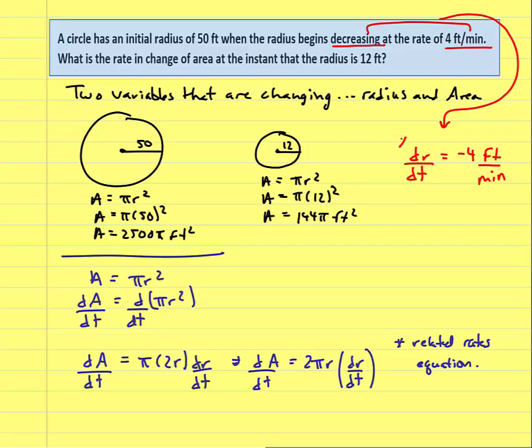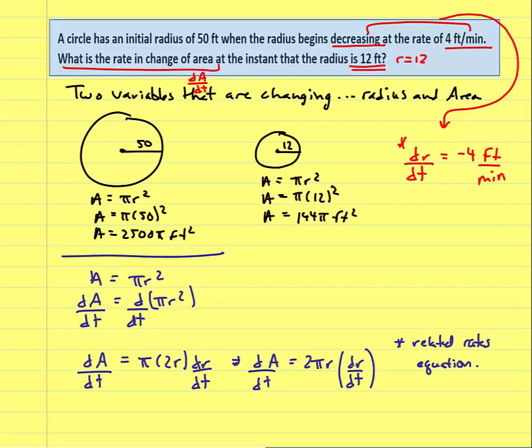So we have this equation, dr dt, that's going to be important. Now the fact that we have an initial radius of 50 feet doesn't really come into play here, so this is kind of a red herring. A lot of times some of these problems will have that. It doesn't end up mattering. It says, what is the rate of change of area? So we're looking for dA dt at the instant the radius is 12 feet.